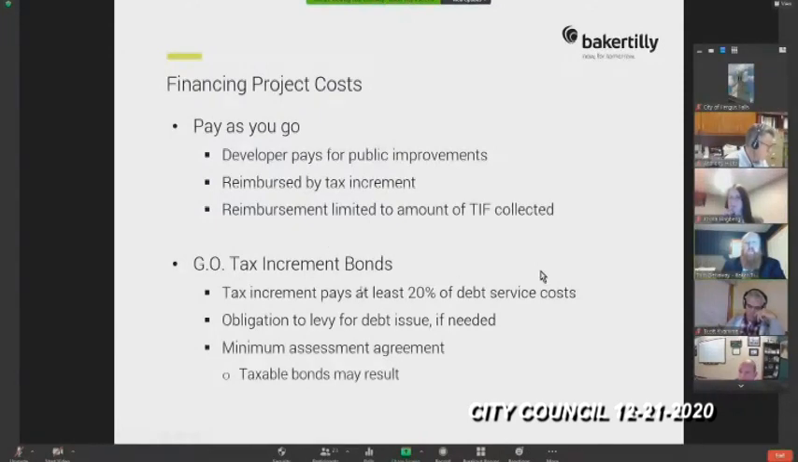That is the amount that the developer is going to have to fund themselves, either from their own funds or from private borrowing, and then they will be reimbursed over time by the tax increment revenue that's generated.